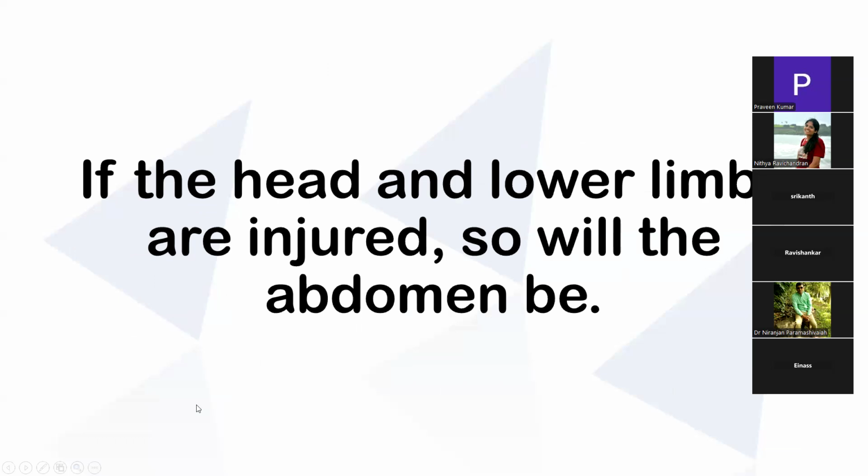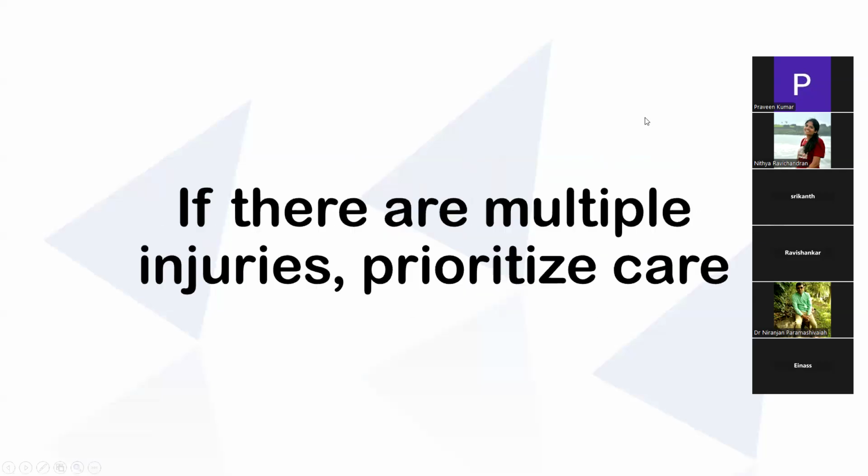Also, in multiply injured patients, if the head and the lower limbs are injured, or the chest and the thigh are injured, for example, take it for granted that there's an abdominal injury. Whatever caused this combined injury will damage the organs or the area of the body in between these two injured areas. And so your antenna must go up and look at that. And if there are multiple injuries, prioritize care.